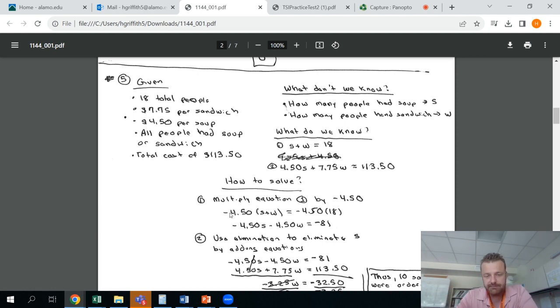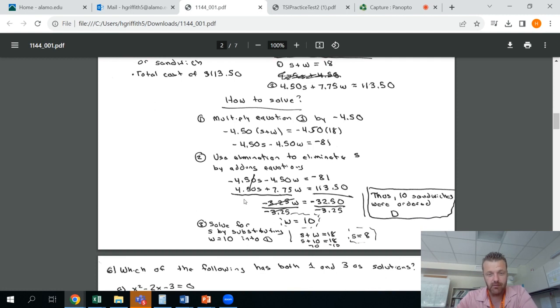So when you multiply the left side, minus 450 times quantity S plus W, we're going to do a distribution. We're going to get minus 450S minus 450W. And on the right side, minus 450 times 18 is just going to be minus 81. So I have a different form of that first equation that I can now write over top. If you notice, I just rewrote equation 1 directly over top of equation 2. And then if I add those two equations together, by design, the S terms are going to go away.